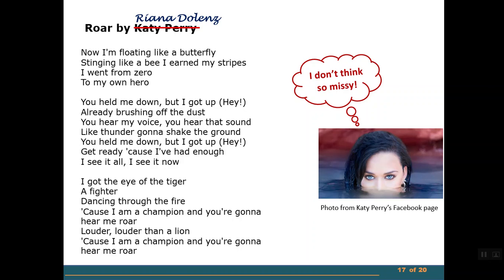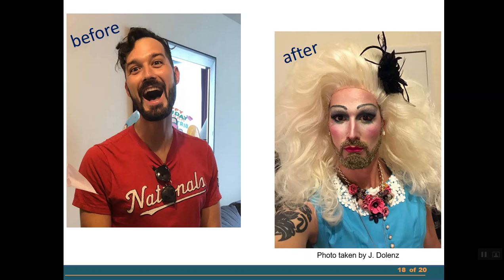Copying is not claiming someone else's work as your own. That's illegal and also unethical. There can be legal ramifications too. You have to transform the original into something with a different purpose, like taking the Roar lyrics and using them for a poetry lesson to teach about rhyme and figurative language.